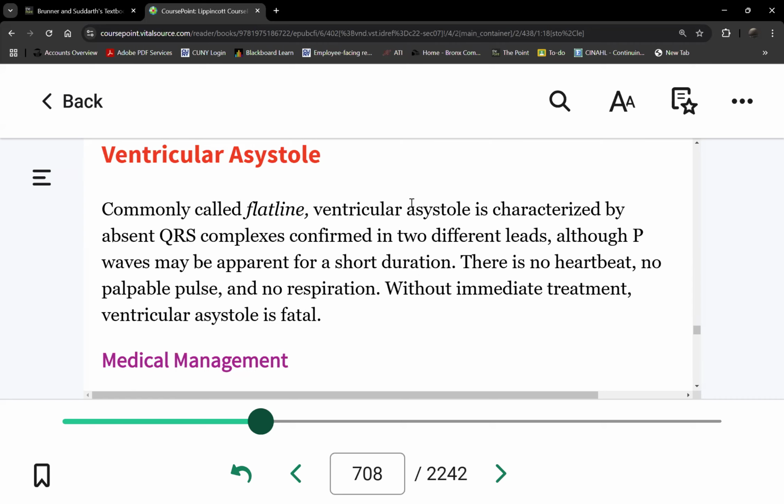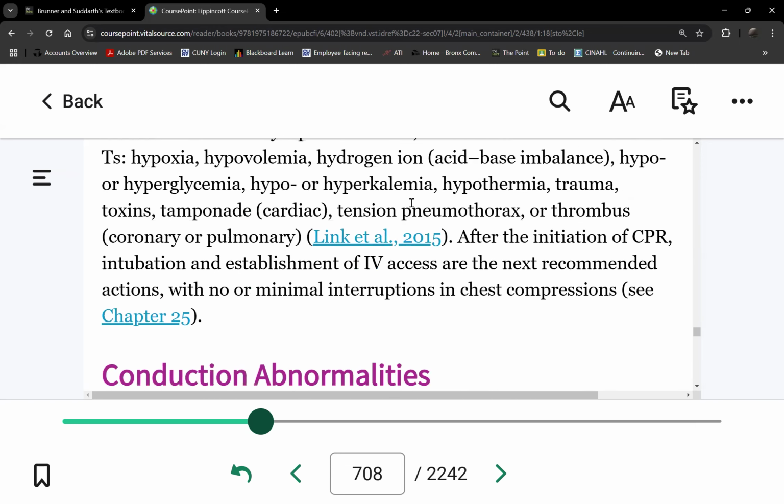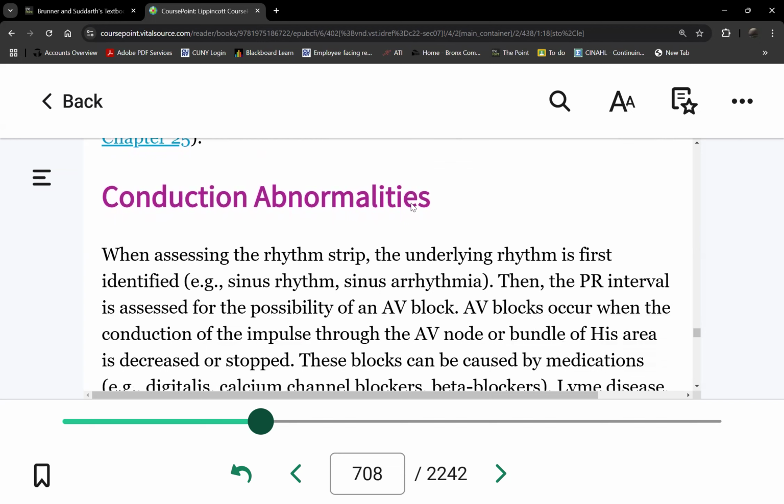Can these drugs circulate without chest compressions? No, chest compressions are necessary. So with non-stop chest compressions, we give epinephrine, we give atropine. Those drugs will eventually reach the heart, and then they will jumpstart a heart rate. Okay, that's it. Any questions on those?